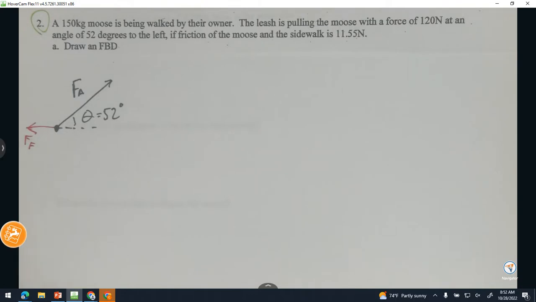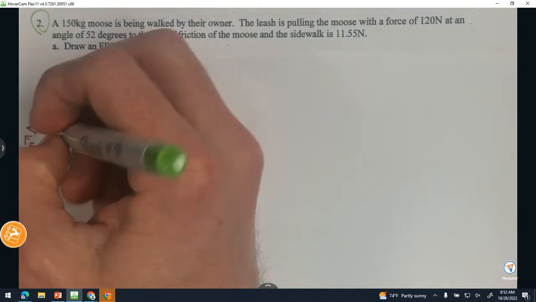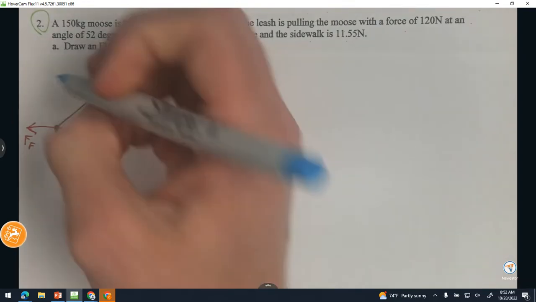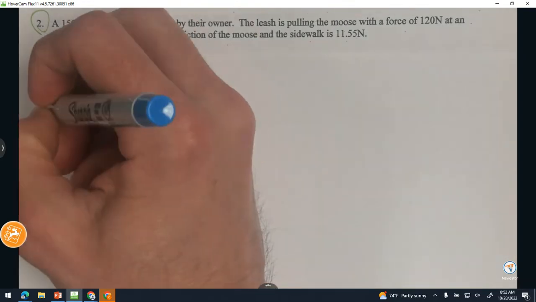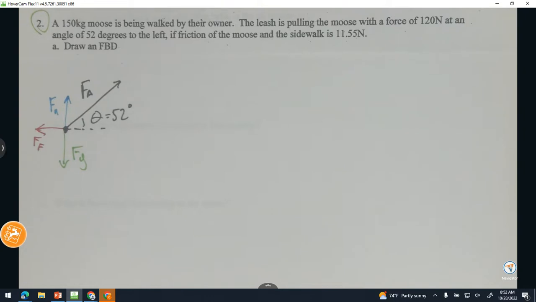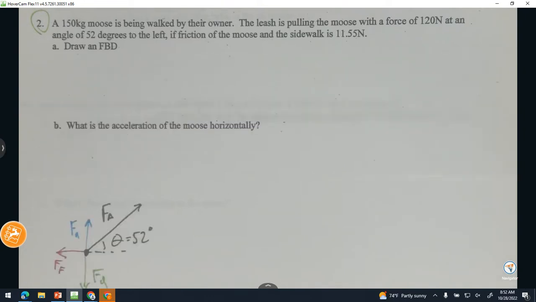It's being walked and moved horizontally on a sidewalk. So that means our force of gravity should equal our force normal. So that's our FBD. That's your first part, drawing the FBD.